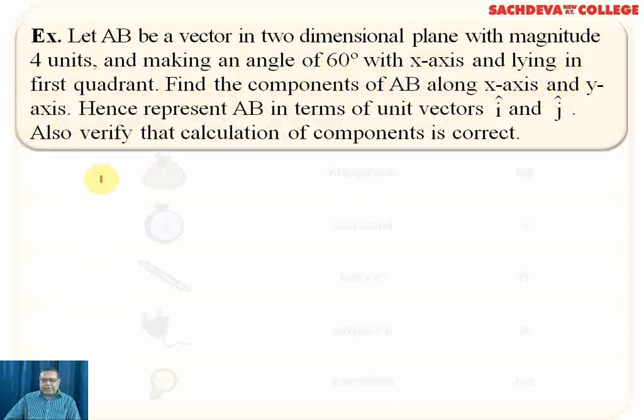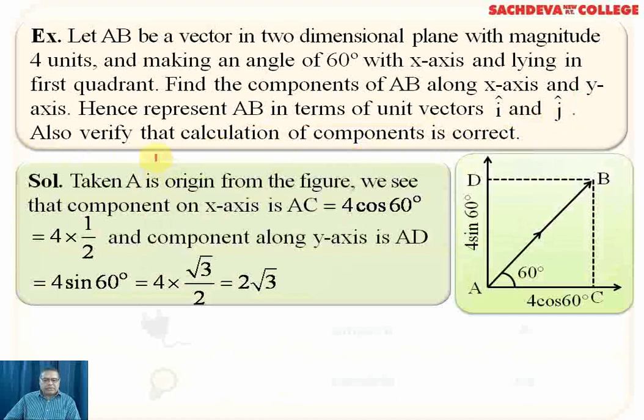That is, we have to find the components of the vector, let it be force or acceleration, in two directions, along the x-axis and along the y-axis. Hence, represent AB in terms of unit vectors, that is i and j. Also verify that the calculation of the components is correct. Now, to solve this question, see the figure.